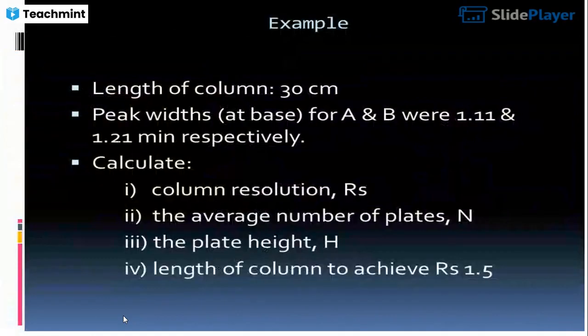Example. Length of column, 30 centimeters. Peak widths at base for A and B were 1.11 and 1.21 minutes respectively. Calculate: one, column resolution, Rs. Two, the average number of plates, N. Three, the plate height, H. Four, the length of column to achieve Rs of 1.5.